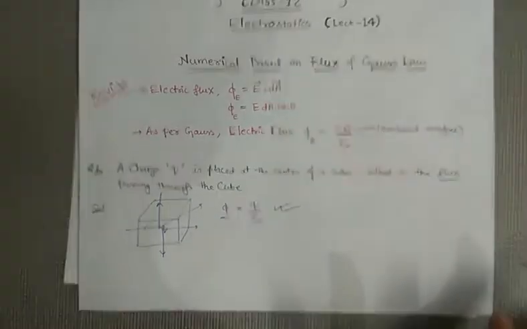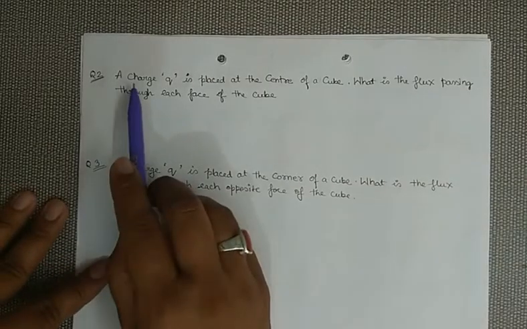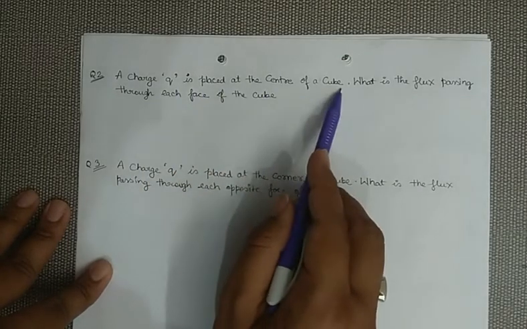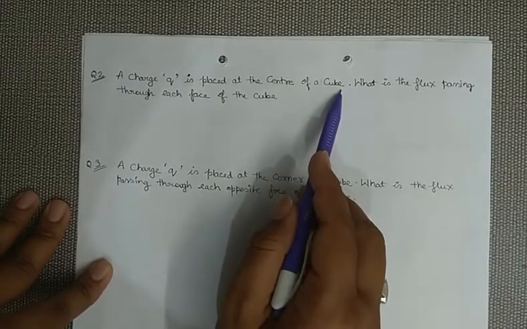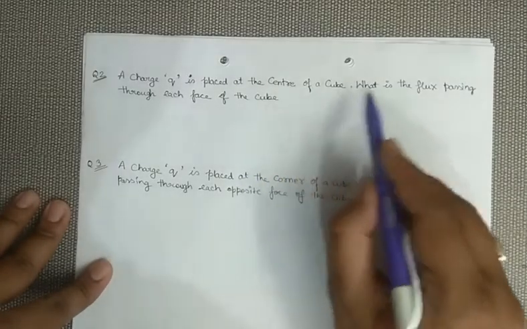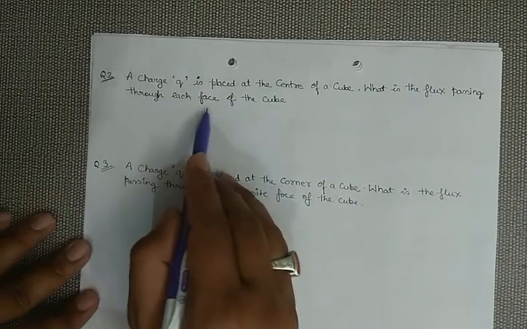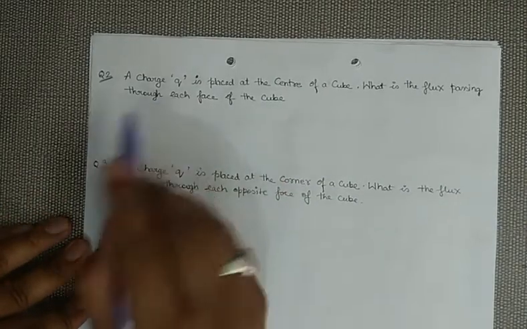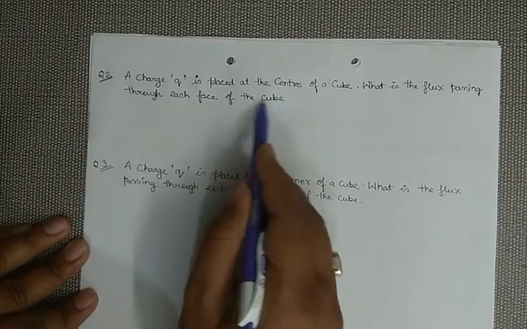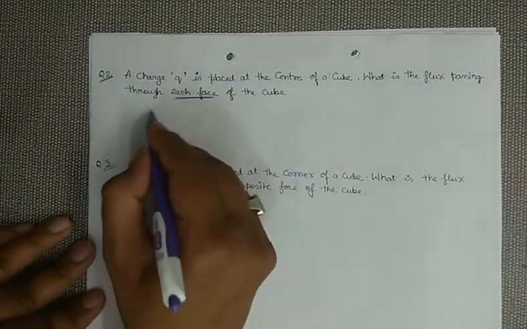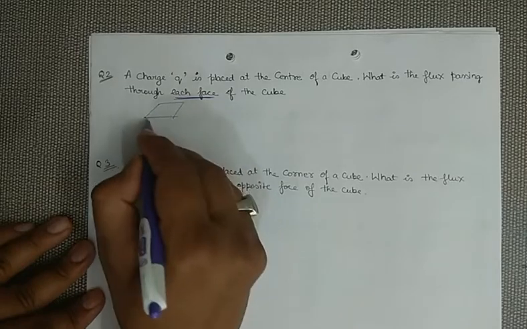So moving forward, look at the second question. A charge Q. Again the charge is placed at the center of a cube, just similar to the previous one. But listen, this time it is asking for the flux passing through each face of the cube. In the previous one it was asking for the complete cube, but here it is asking for each face of the cube. So again let me draw a cube.